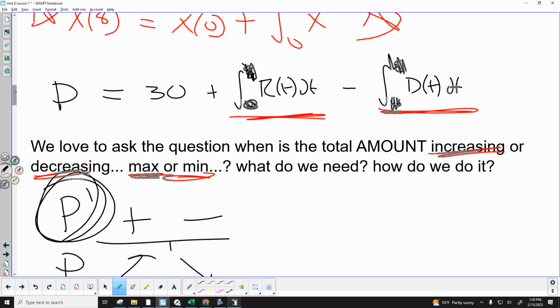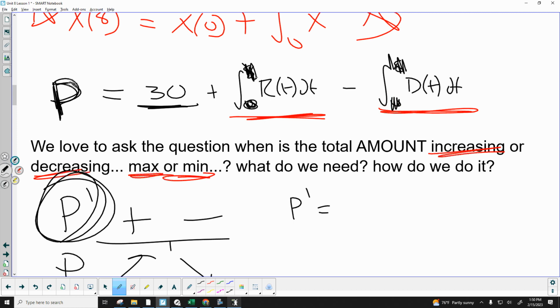This is the equation of P. Our initial amount plus our total in minus the total out. Our total amount, here's P. What's P prime? No, that's the antiderivative of P, Ember. Wrong. Oh, wait, yeah, never mind. Ready? The derivative of 30 is 0.